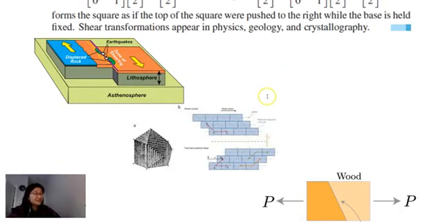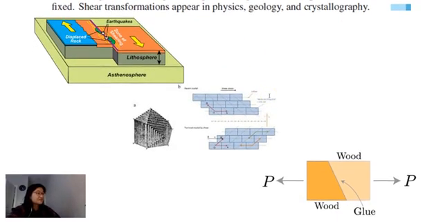Apparently there are shear transformations in things like physics, geology, and crystallography. These are just some images from the internet, but feel free to look some up, journal about them, maybe do something about shear transformations in your applications project coming up.